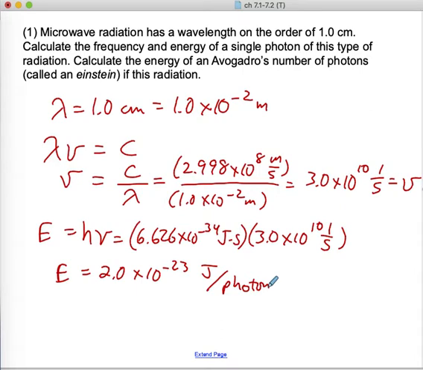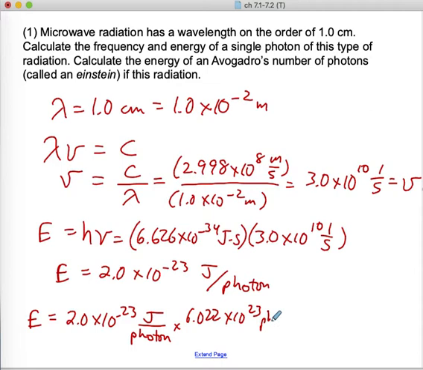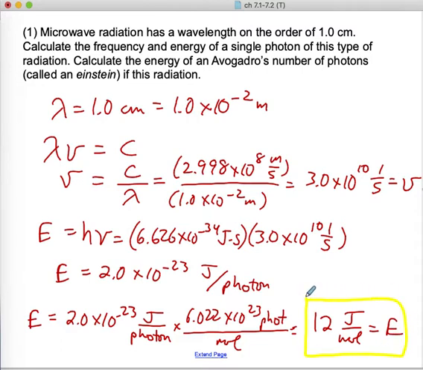Okay? Now, if we want to calculate the energy contained in a mole of photons, we need to use Avogadro's number. So that would be equal to 2.0 times 10 to the negative 23rd joules per photon times 6.022 times 10 to the 23rd photons per mole, or 12 joules per mole as my energy. So if I absorb 1 mole of microwave photons, I'm absorbing 12 joules of energy. Put boxes around my final answers there.